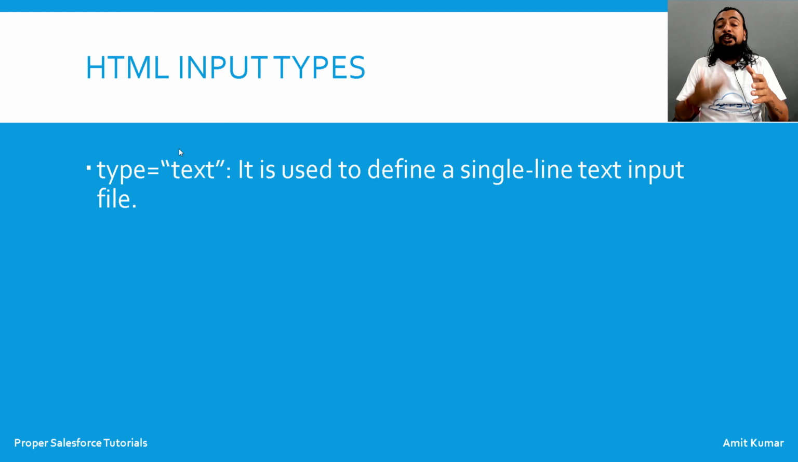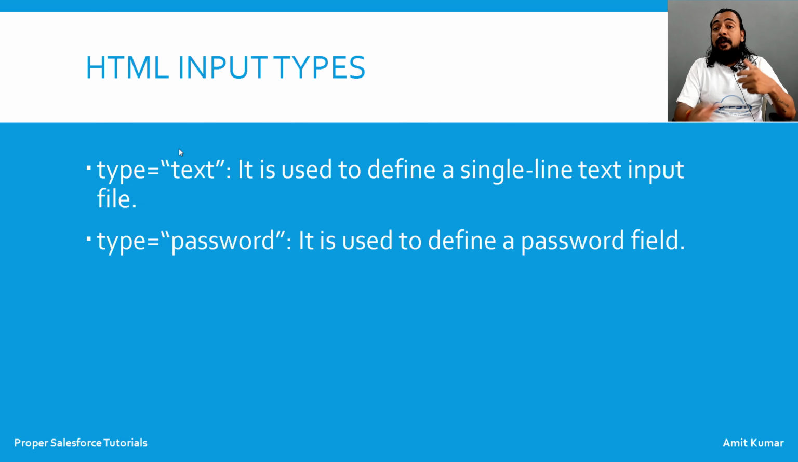So here we will actually talk about different values that we can provide to the type attribute of the input element. So one of the values is text. It is used to define a single line text input. So whenever you want to specify a single line text, you use text.